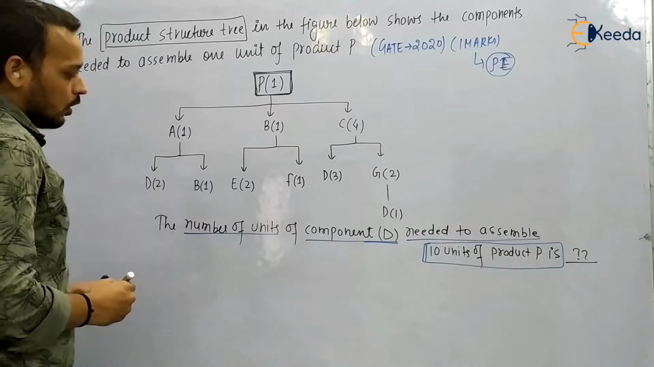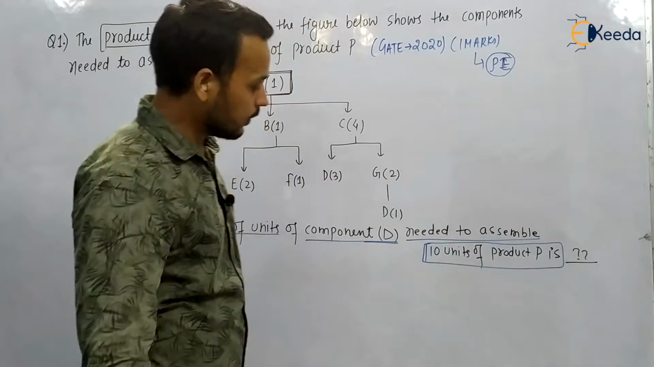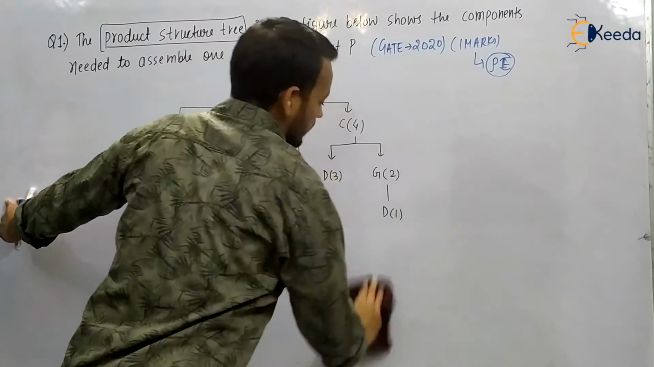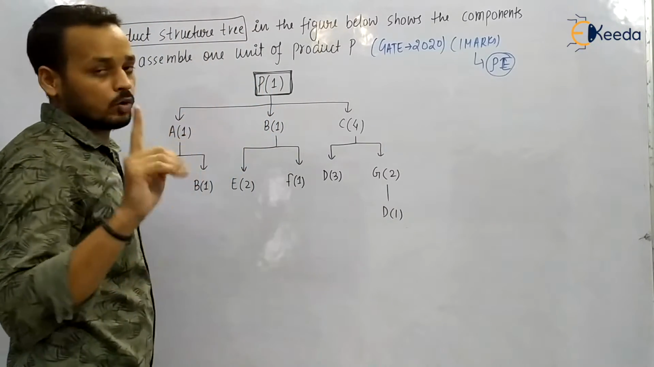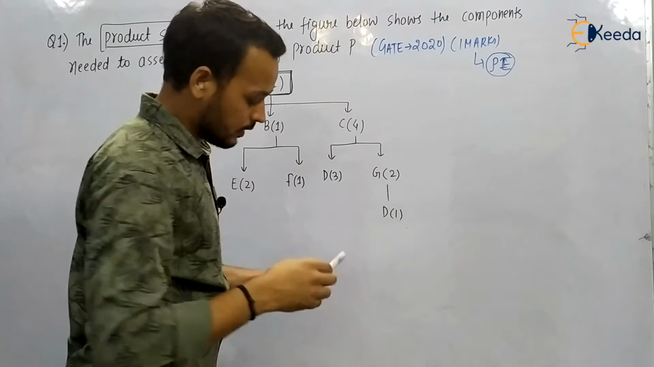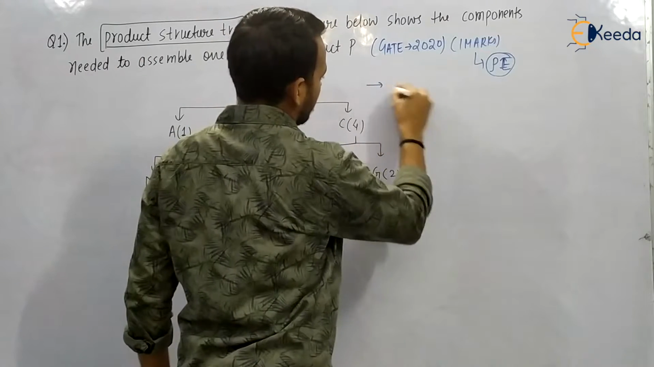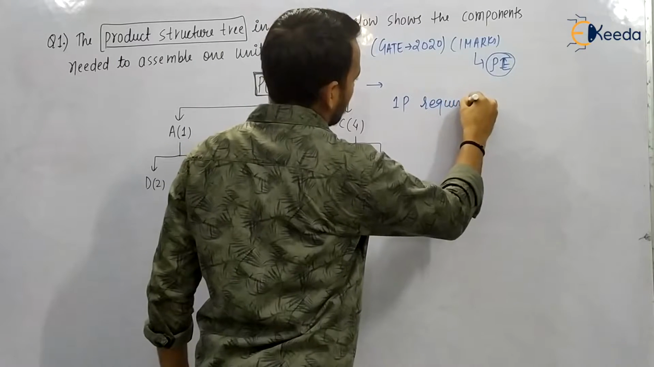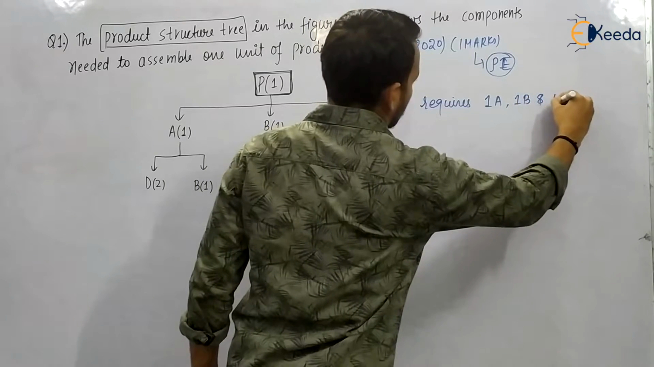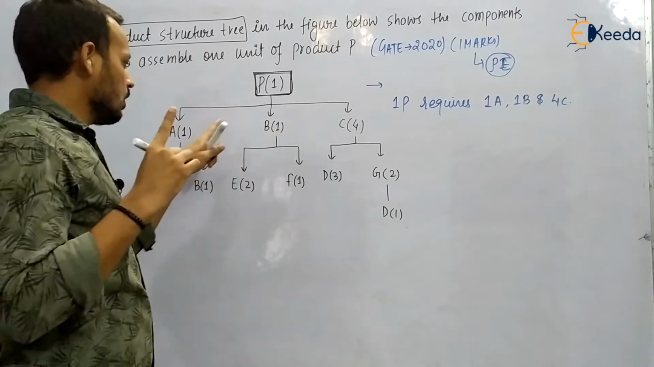So what you have to do is find the number of units of component D needed to assemble 10 units of product P. So how are we going to do it? From the product structure, to make 1 unit of P we require 1 unit of A, 1 unit of B, and 4 units of C. So we can write the solution: 1P requires 1A, 1B, and 4C.